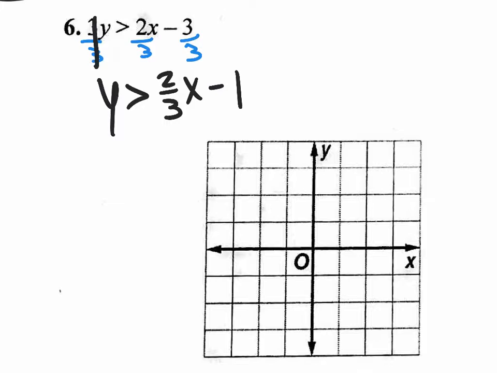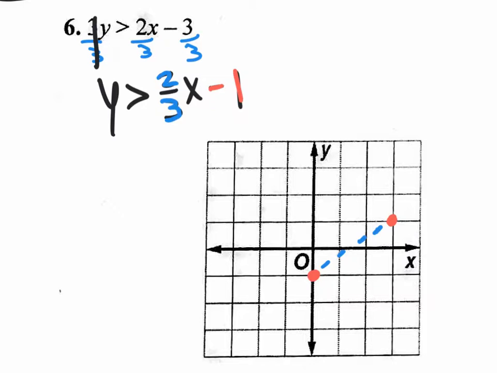Let me use colors here to show you that my slope is rise 2, run 3, and my y-intercept is a negative 1. Okay, so it crosses the y-axis at negative 1, and from that point I'm going to go up 1, 2, and over 1, 2, 3. Put a dot right there. Now, is this line going to be solid or dotted? Dotted again. So let's put some dots between the dots.